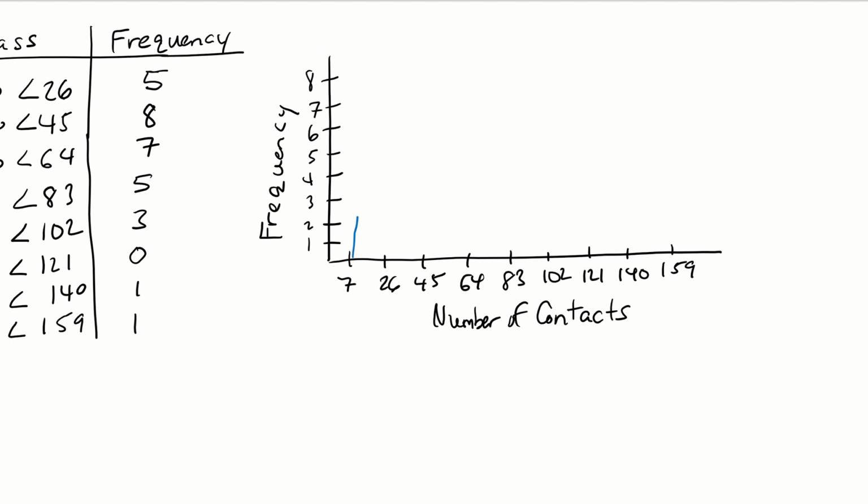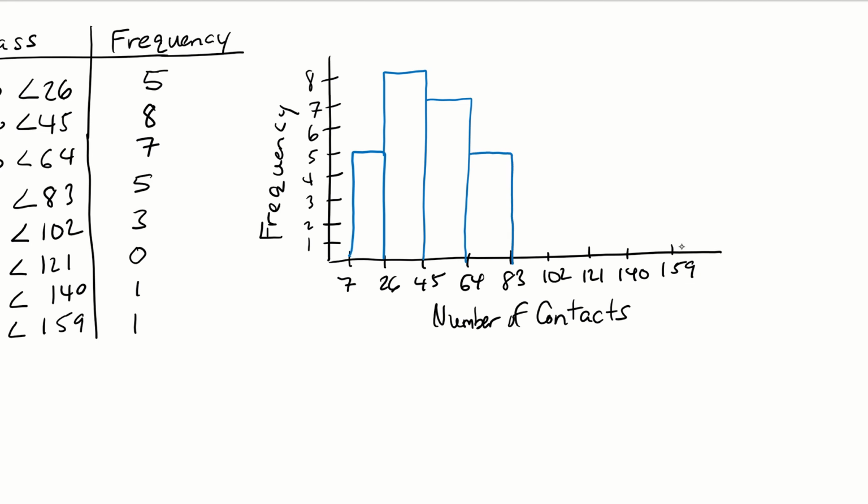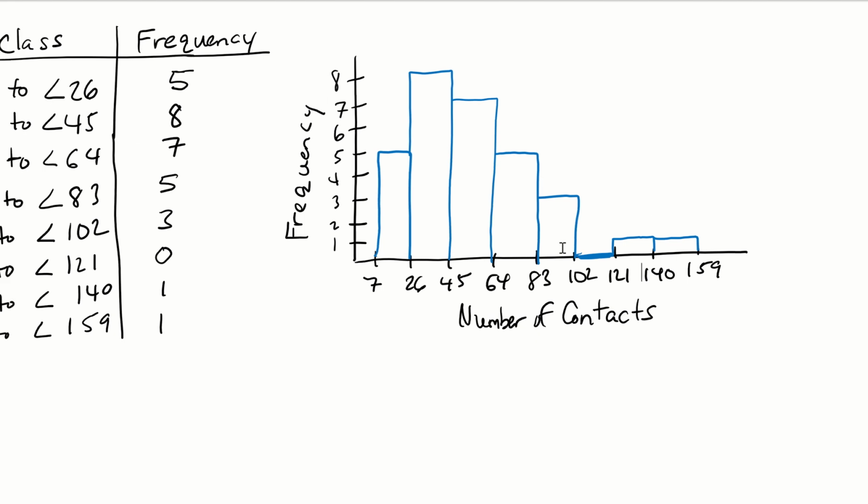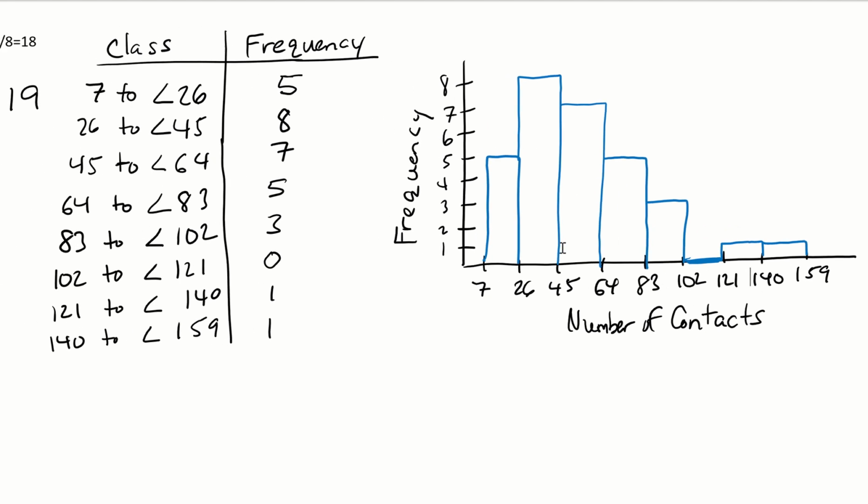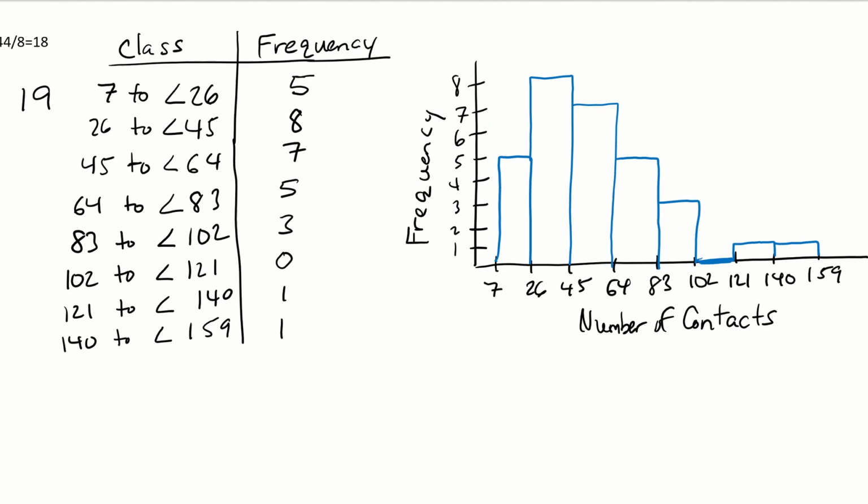So from 7 to 26, we have a bar of height 5. Then the next one is a bar of height 8. Then 7. Then 5 again. 3. 0. 1. And 1. Okay, so there we go. There's our histogram. So we constructed our histogram.